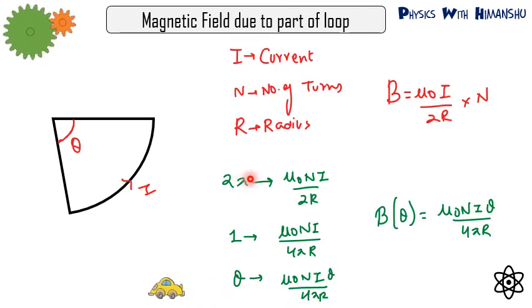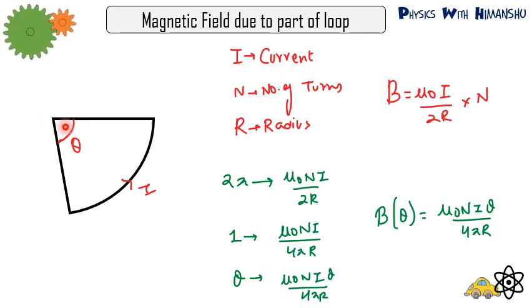So for 2 pi, the magnetic field will be mu naught ni by 2r, this formula. So for 1, it will be mu naught ni by 4 pi r, this 2 pi will go downwards. And for theta, the magnetic field will be mu naught ni theta by 4 pi r. So remember, the formula for magnetic field will be mu naught ni theta by 4 pi r, where theta is the total sector angle of the circle.